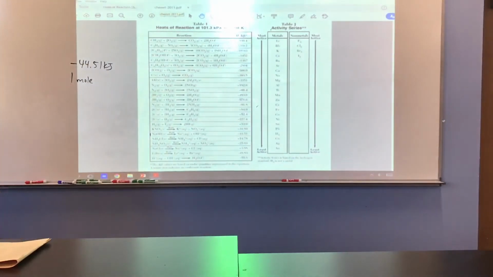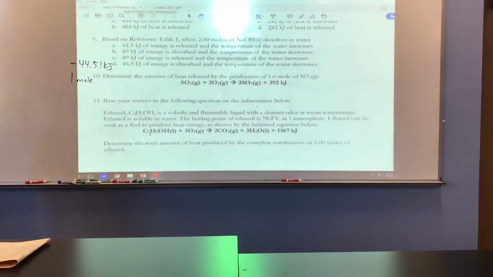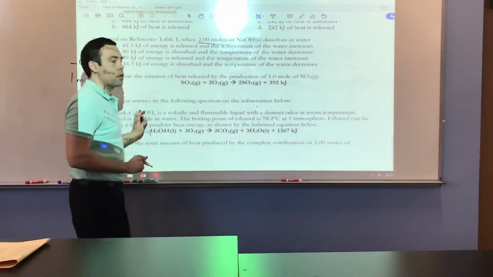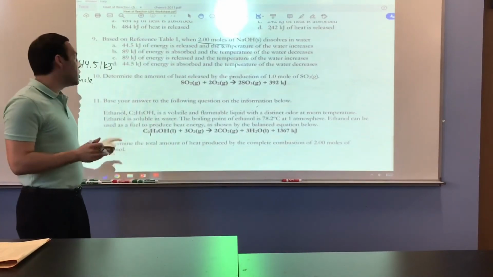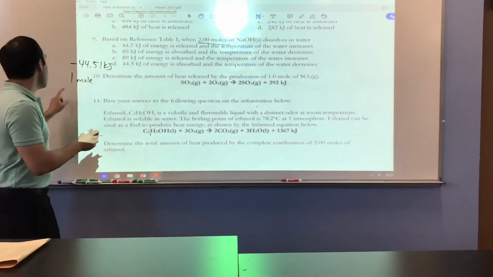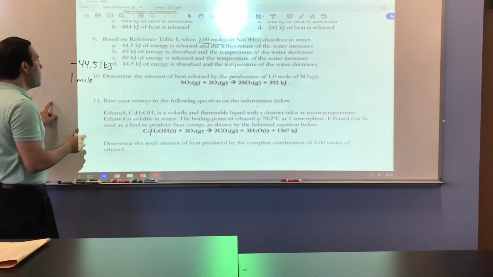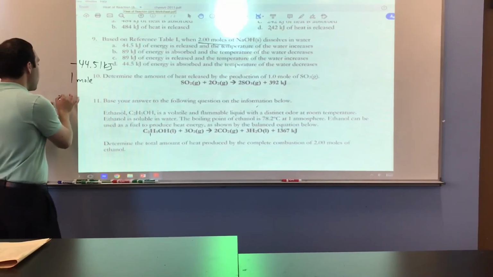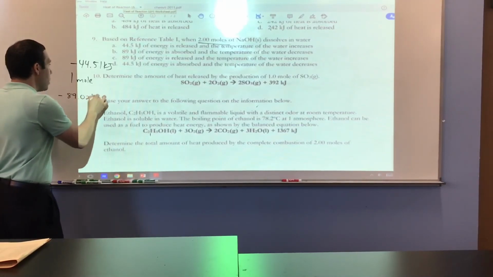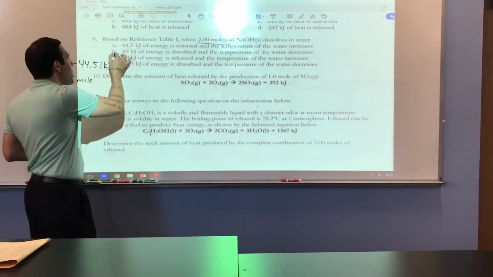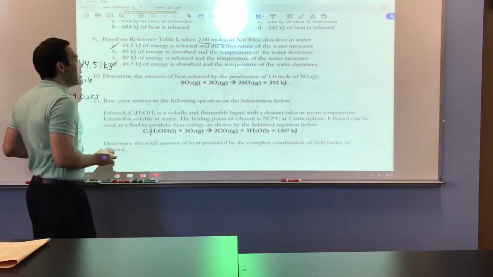Remember, that's for 1 mole of NaOH. But question number 9 is asking us for 2 moles of NaOH. So what we must do is double this number. So negative 44.51, if we double that, that's going to give us negative 89.02 kilojoules. So that gives us either B or C. We can get rid of choice A or D.